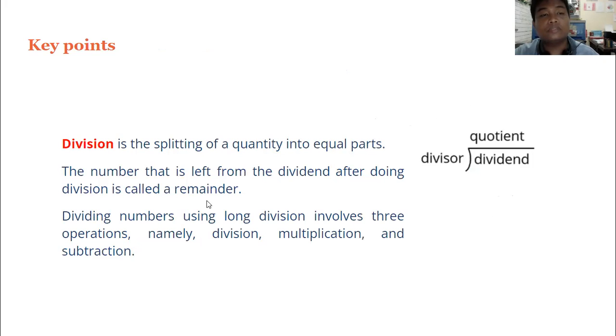Okay, so the key points: division is the splitting of a quantity into equal parts, no? The number that is left from the dividend after doing division is called a remainder. So dividing numbers using long division involves 3 operations, namely division, multiplication, and subtraction.